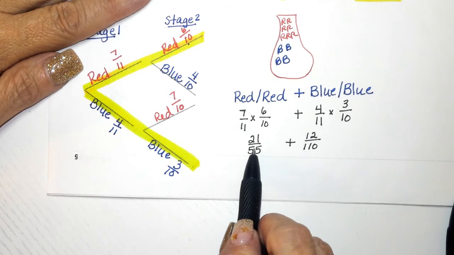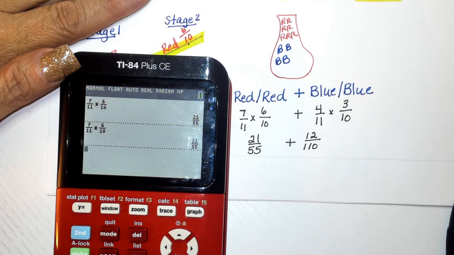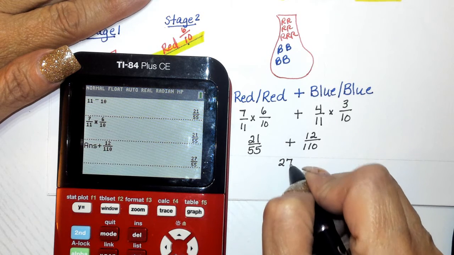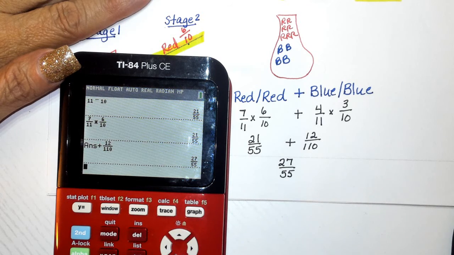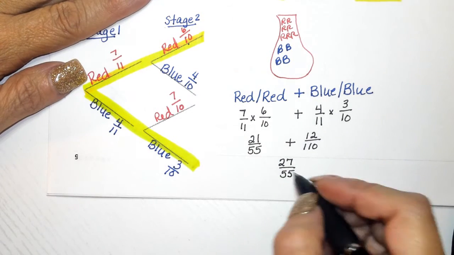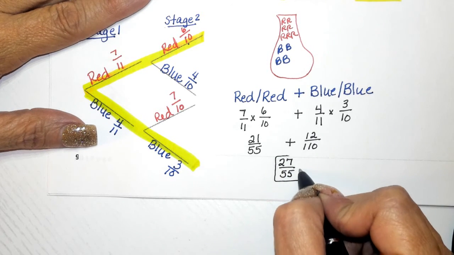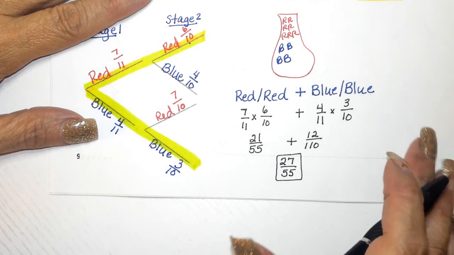Okay. Now I need to put these together. So I'm going to do that. Oh. Was it second answer? Yep. Plus alpha y equals 12 over 110. So this adds to give me 27 out of 55 chances. 27 out of 55 that he gets red, red, or blue, blue. So here's my probability. But this is just kind of a number. I mean, I didn't really write it as a probability.